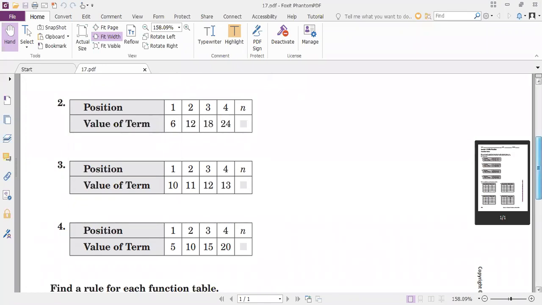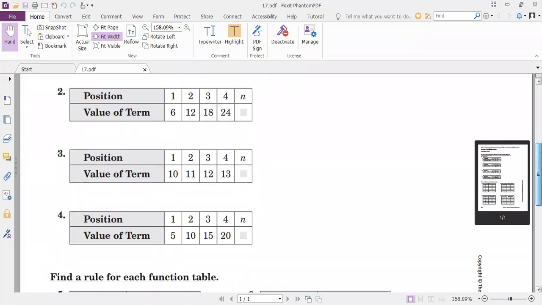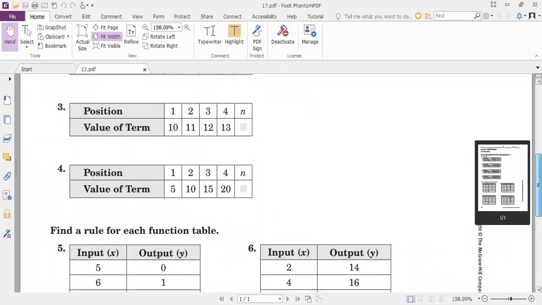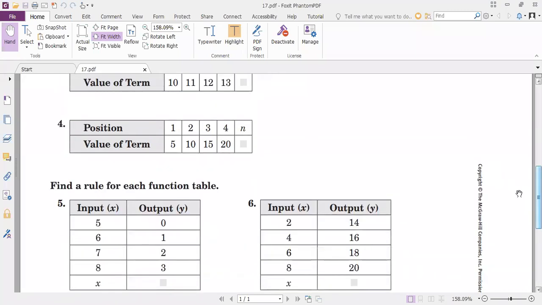Example number 5. He said find the rule of each table. We will go to table number 5 now. Look with me, please, carefully. The first table. He said the rule joining the input x and the output y. If I have 5, this 5 becomes 0. Again, 5 here, the output is 0.